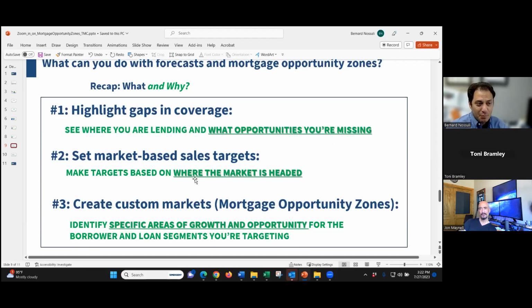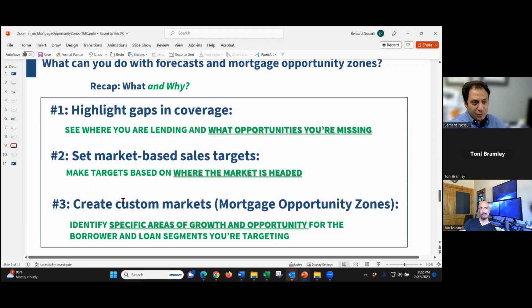Then it's being able to set market-based sales targets. So again, it's not just, hey, let's do what we did last year plus 10%. It's let's take into account what the market itself is doing so that we can make more intelligent targets. Say, hey, it's a tough year, so maybe let's not try to grow as much, but maybe just lower our target by a little bit, and by just doing that, we're still coming out ahead because the market is dropping by more.